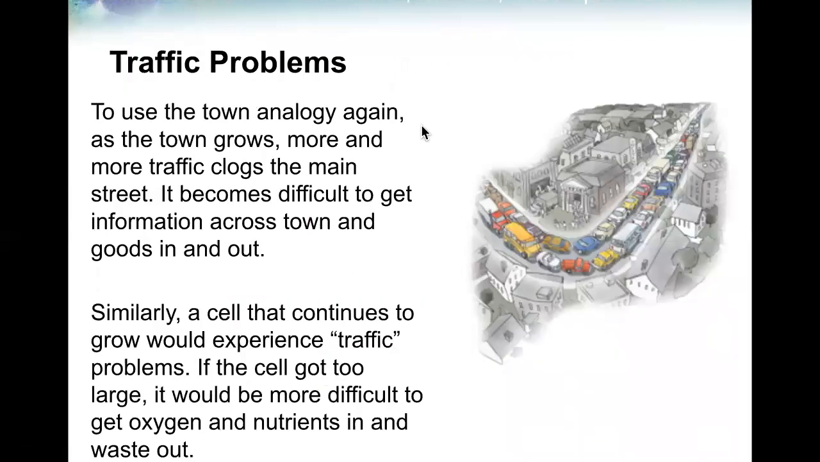To use a town analogy again, as the town grows, more and more traffic clogs the main street. It becomes difficult to get information across town and goods in and out. Similarly, a cell that continues to grow would experience traffic problems. If the cell got too large, it would be more difficult to get oxygen and nutrients in and out.